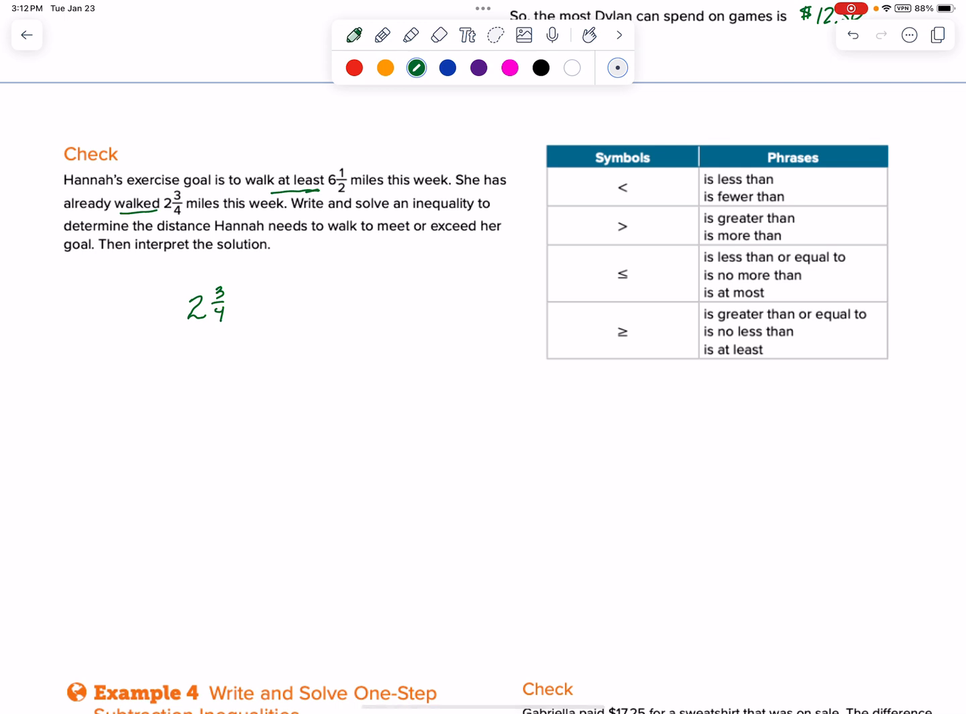Okay, and we want to add another amount, but it has to get to at least 6.5. So the other amount can be any variable we want. I'll just use x. And at least means it has to get to greater than or equal to 6.5 miles. So we don't have to deal with fractions, I'm just going to change this to 0.75 and this to 6.5.